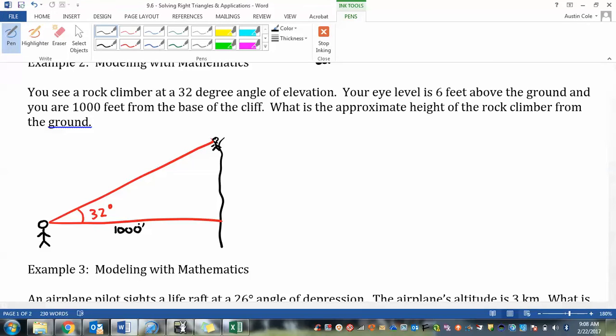What is the approximate height of the rock climber from the ground? So this is going to be x. Now we need to understand something. X goes to where? Your eyeballs or the ground? What do you say, Alan? It goes to your eyes because that's where our horizontal is, but we need to find it from the ground.